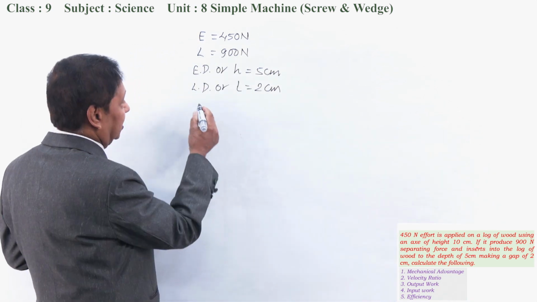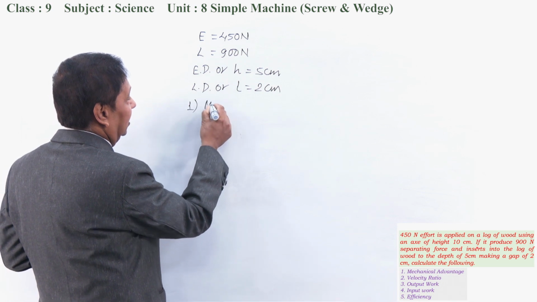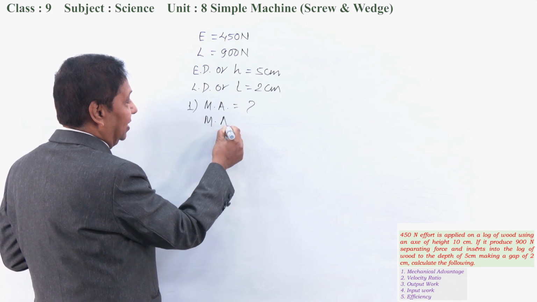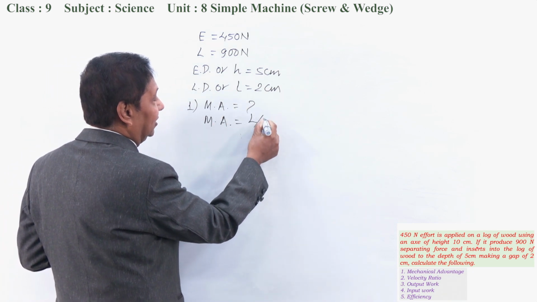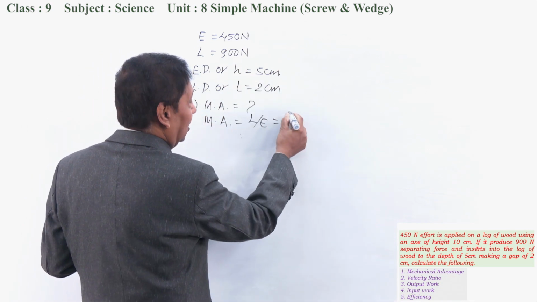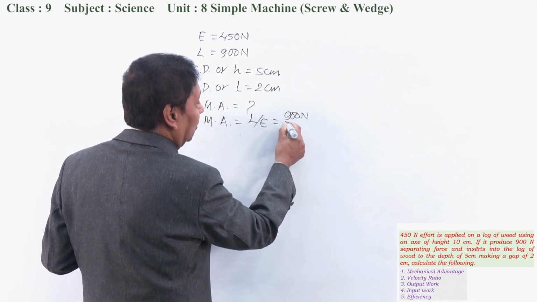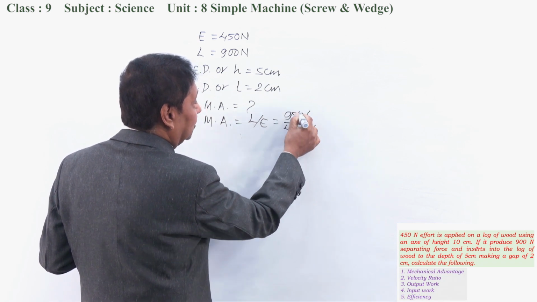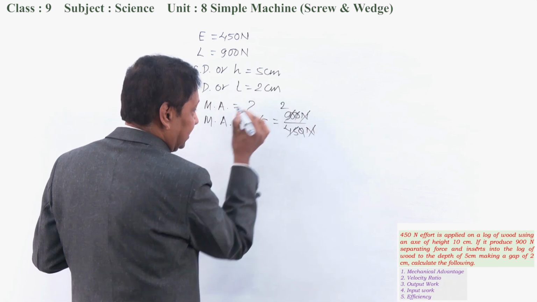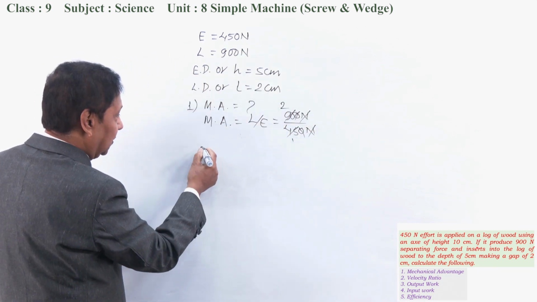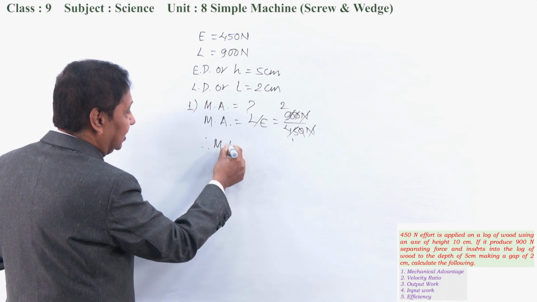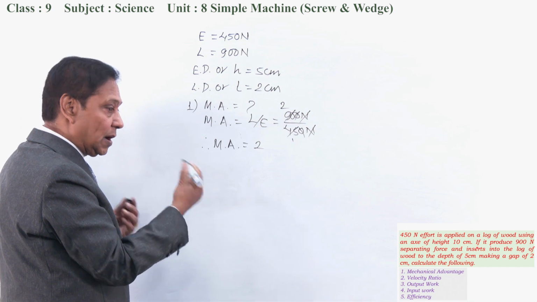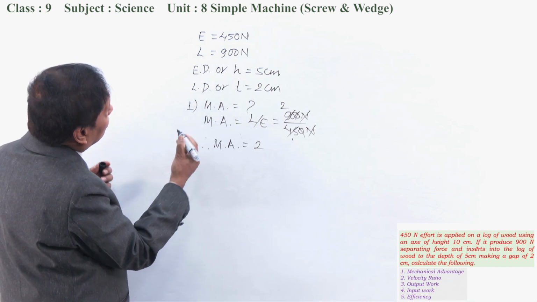Mechanical advantage. First question is mechanical advantage. Now, MA is equal to what? We have the formula MA is equal to load by effort, and this is equal to load 900 Newton and effort 450 Newton. If we divide, 450 twos are 900. Therefore, mechanical advantage is equal to 2. What does it mean? Effort is magnified by twice.